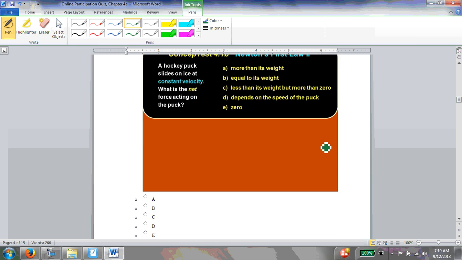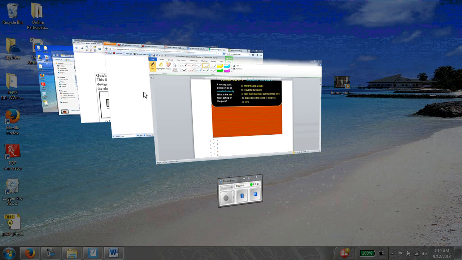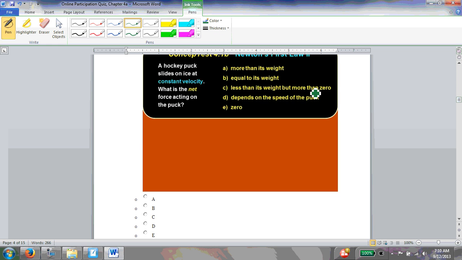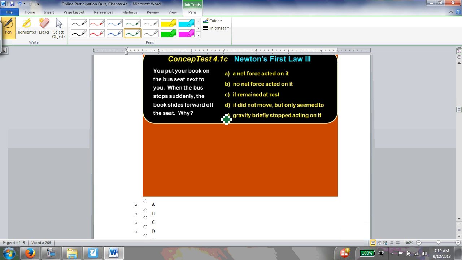A hockey puck slides on ice at constant velocity. What is the net force? Well, if I have a constant velocity, that means that a is equal to 0, which means that the net force is 0. So the net force is E, 0.